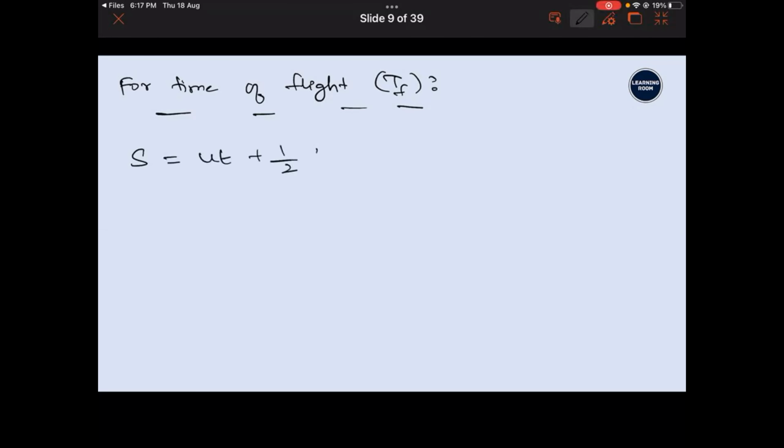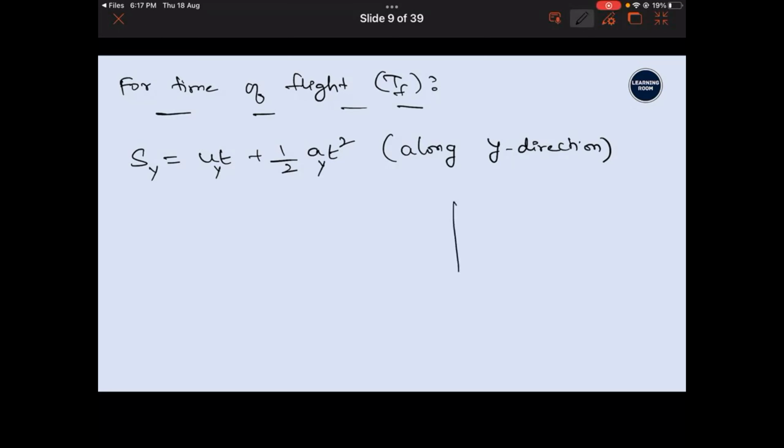So next is for time of flight. So time of flight is TF. For time of flight, I'll be applying S is equal to UT plus half AT square. This also along y direction. So displacement of the particle along y direction is equal to initial velocity of the particle along y direction into t. For time, you will not put y because time does not have direction. Plus half into acceleration of the particle along y direction into t square.